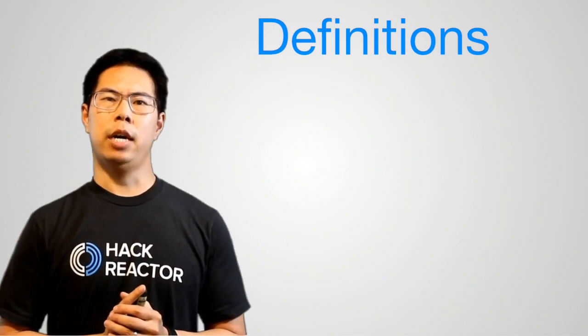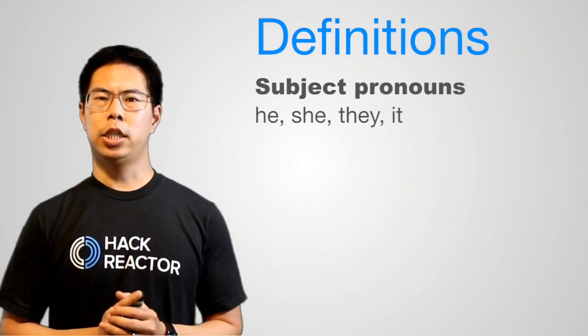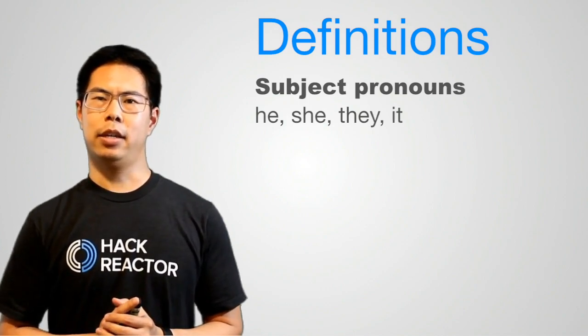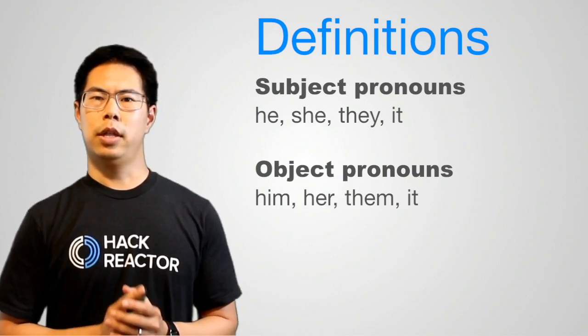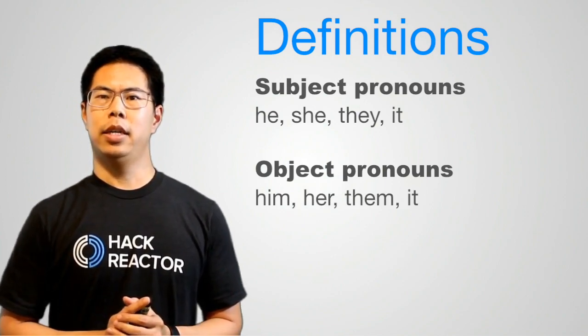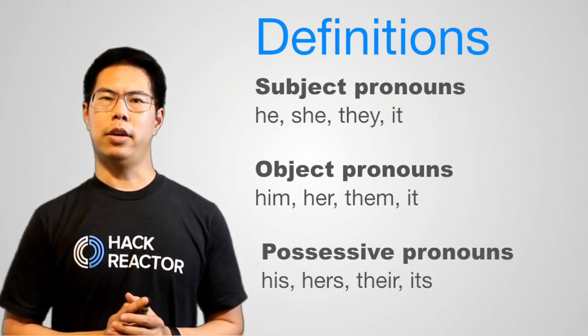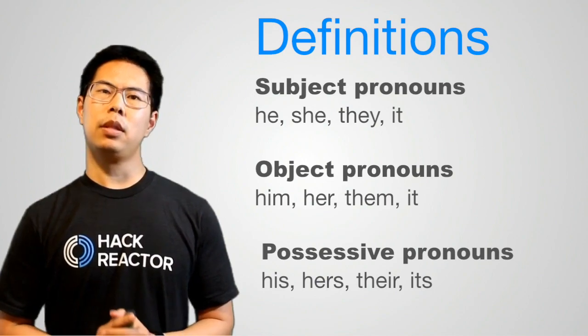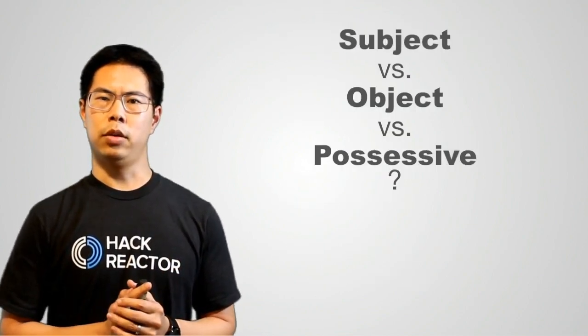There are 3 types of pronouns. Examples of subject pronouns are he, she, they, and it. Examples of object pronouns are him, her, them, and it. Examples of possessive pronouns are his, hers, their, and its. It can be tricky to figure out which type of the 3 pronouns to use.